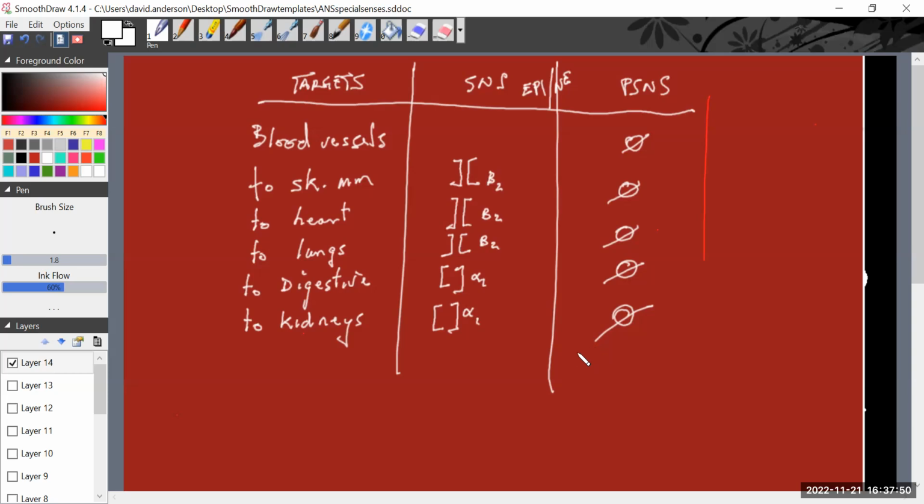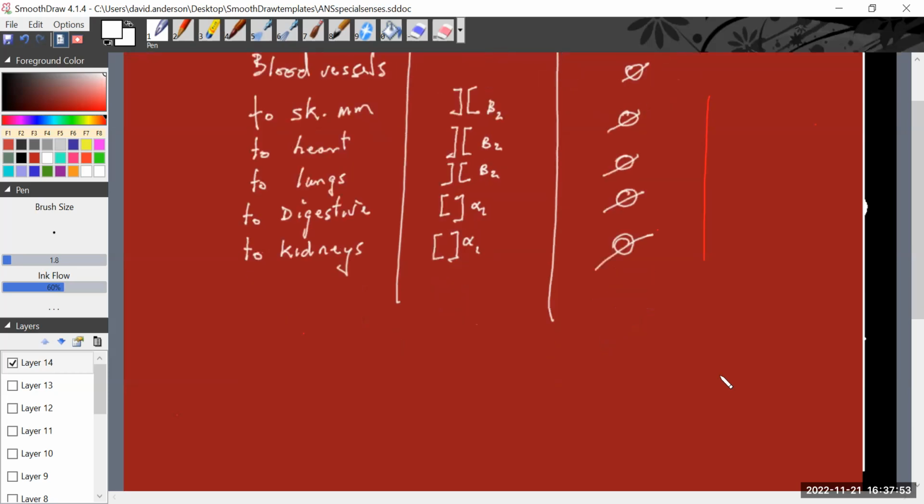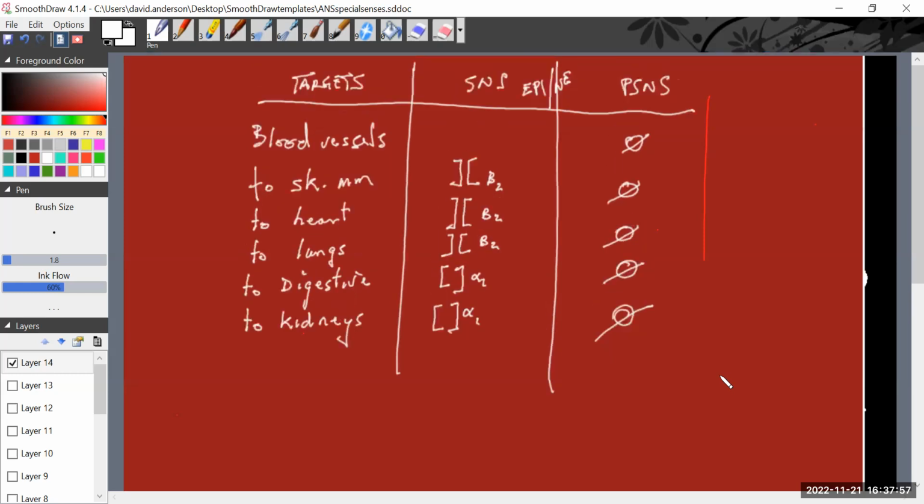Yes, but sir, can you just repeat that sentence that you just said before? About changing how we change the message to the second neuron or to the target?